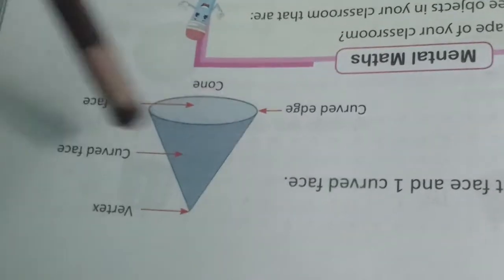Corner. It is a solid made up of one flat face and one curved face. It has one curved edge. It has one vertex. See, flat face and curved face. Now, see, object. This is cylinder. This one, no. This is sphere. This is cone. This one also you learn it and see.